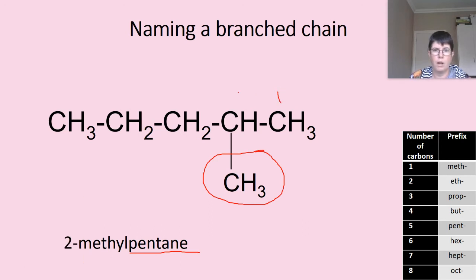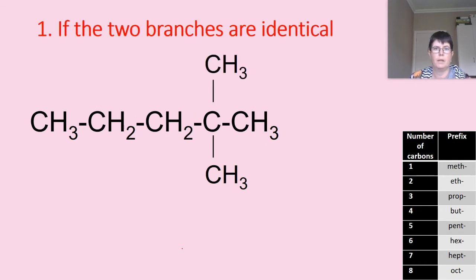So we're going to number 1, 2, 3, 4, 5. Okay, so then that's how you get the methyl group is attached to carbon 2, so it's 2-methylpentane. And between numbers and letters, we use a dash. So it's 2-methylpentane.